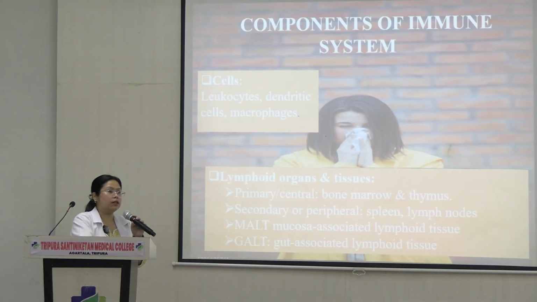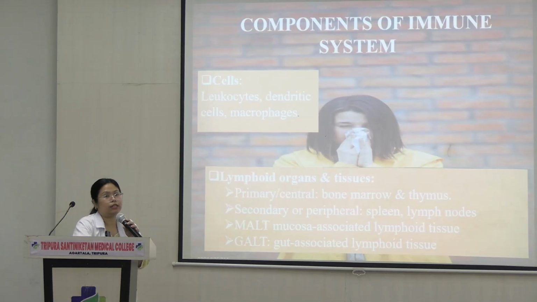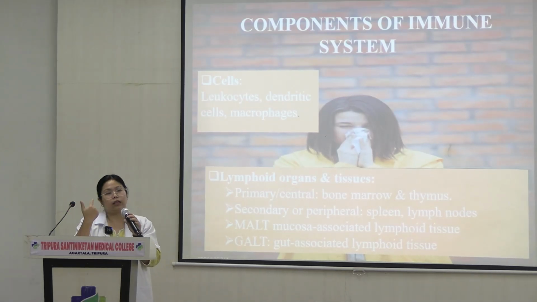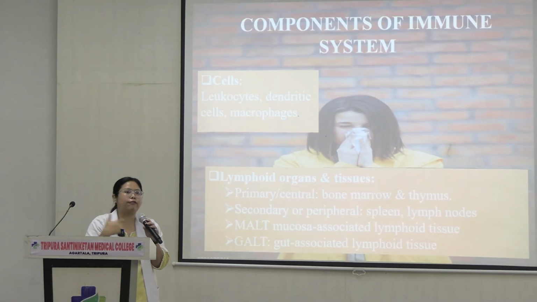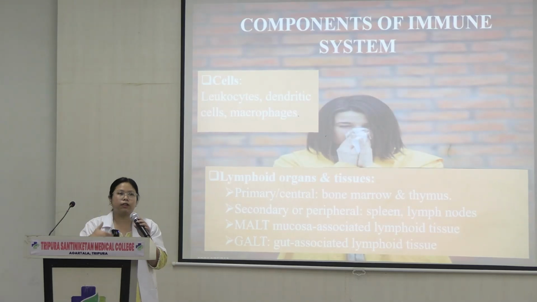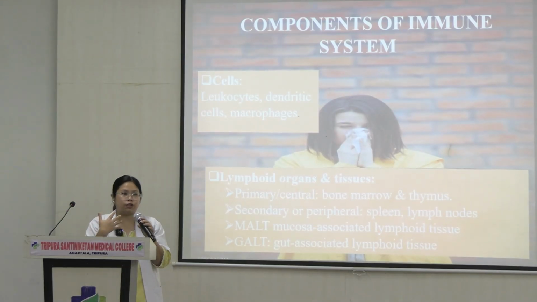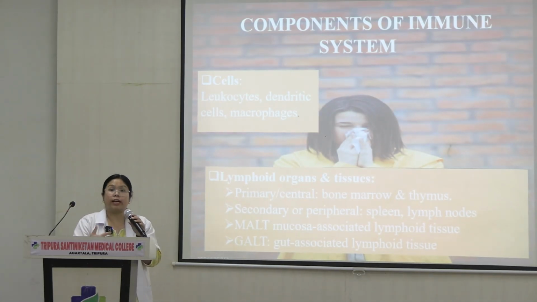Then there are things called MALT, which is mucosa associated lymphoid tissue. What is mucosa? The outer layer. See, the inside of your mouth is different than the outside of your mouth, right? So this mucosa layer is there on every organ. It is there on every tract that we have in our body, starting from the oropharyngeal tract to the respiratory tract to the genitourinary tract and the GIT as well.